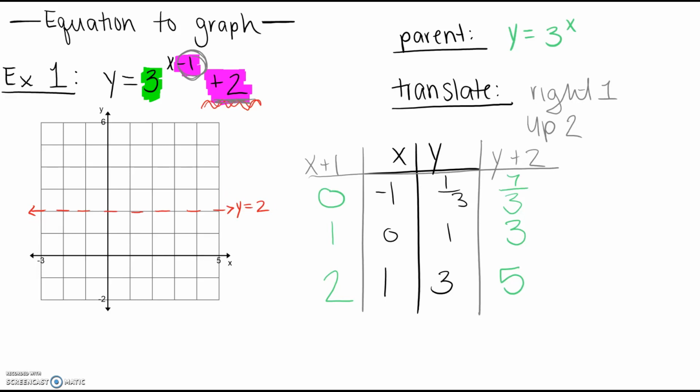Now I'm going to plot my key points. So 0, 7/3, which is about 2 1/3. 1, 3, and 2, 5. So there are my key points, which need to be obvious when I'm grading. And then my curve will go up like this. Make sure your curve takes up the whole window, has arrows, and that's that.